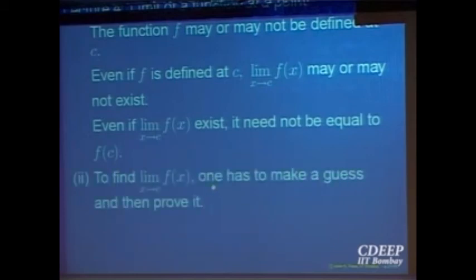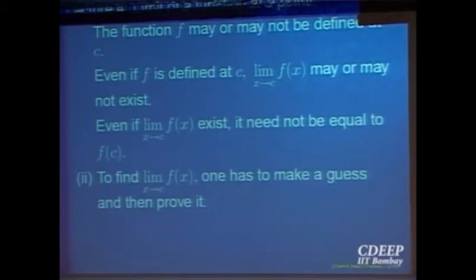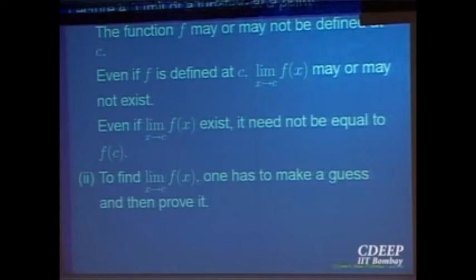Okay? And this is the second crucial thing. To find the limit, one has to always make a guess. As in any science, you have to make an intelligent guess by looking at the formula, what is the function, what is the point you are looking at the limit, make a guess, and then prove or disprove, whatever you want to do.